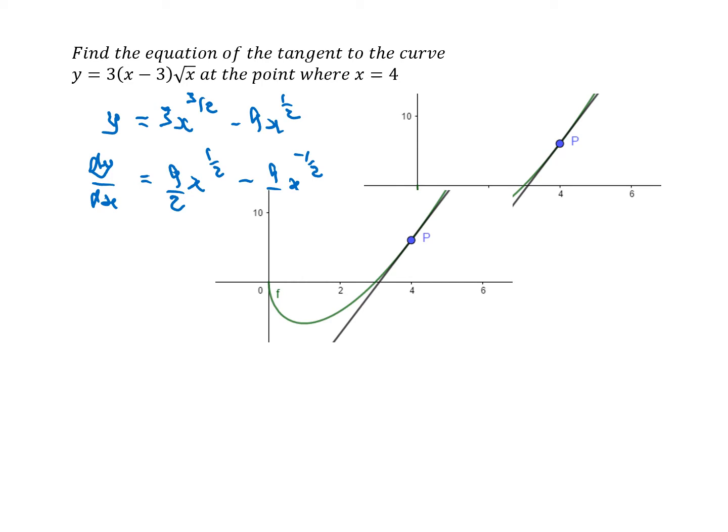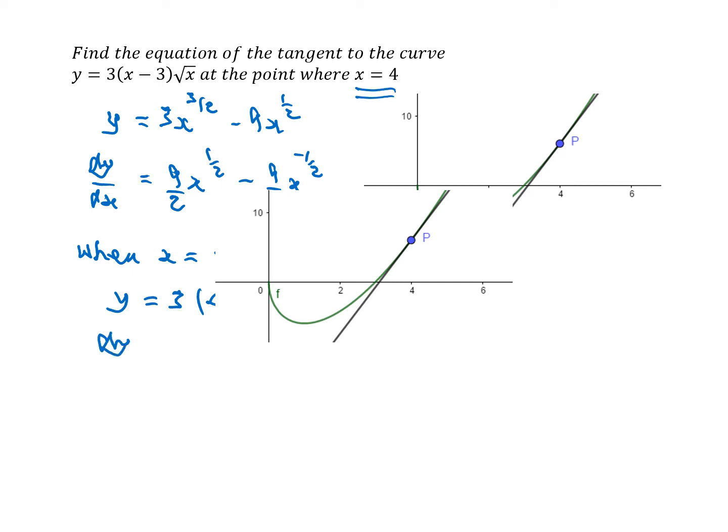Now I'm told that the value of x that we're interested in is x equals 4. So when we substitute the value x equals 4 into this equation, the equation for y to start with, we get y equals 3 times 4 to the power 3 over 2 minus 9 times 4 to the power of a half. That's 6.